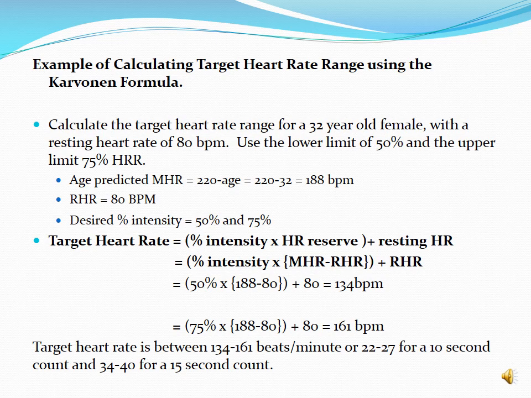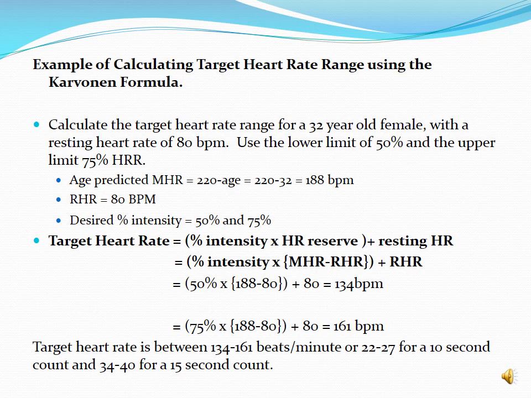So to do this, we're going to need some information going into it. We'll need to know what her age predicted maximal heart rate is. So we know that's going to be 220 minus her age, which is 32 years old, which gives us 188 beats per minute. That's her age predicted maximal heart rate. She does not exercise at this because this is the level where her heart couldn't go any faster. We have been told her resting heart rate is 80 beats per minute.